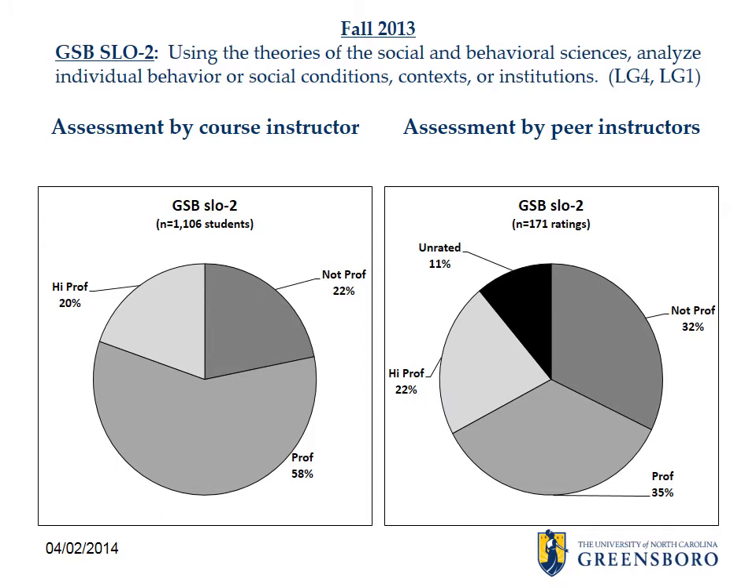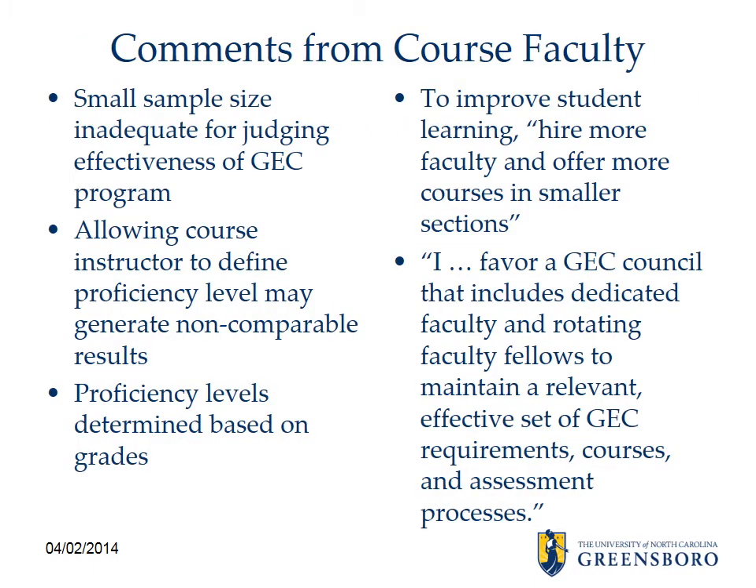For GSB Student Learning Outcome 2, course instructors rated 78% of student work as proficient or above. Peer reviewers rated 57% of sampled student work the same. Course instructors rated 22% of student work as non-proficient. Peer reviewers rated 32% of sampled student work the same, and 11% as unrated.